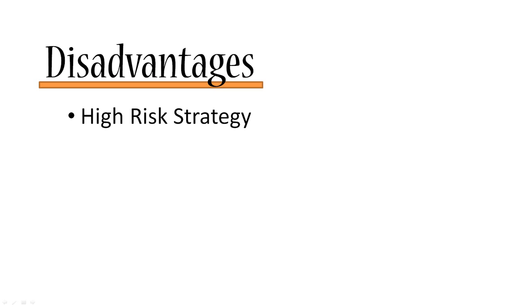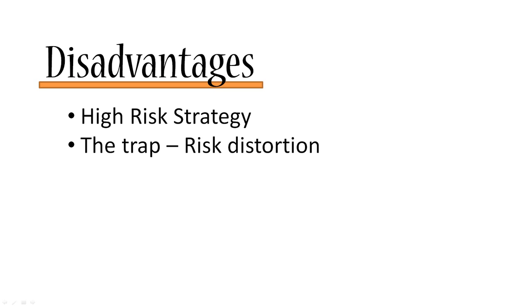The next disadvantage is, of course, the trap, which causes risk distortion. So traders often employ the Larry Williams method without understanding the risk distortion consequence behind it. And that is in itself a very dangerous aspect of the Larry Williams method. If you understand risk distortion and how that affects your trading strategy, then you can account for it and adjust certain things or change your expectations.